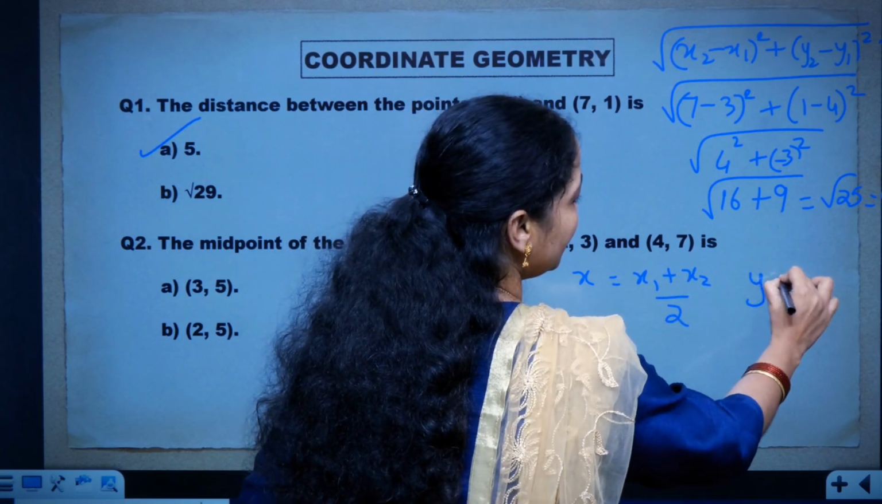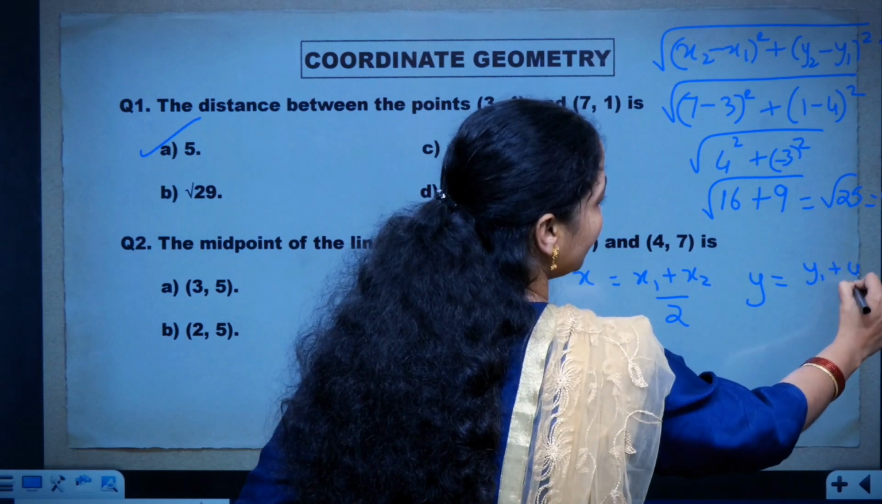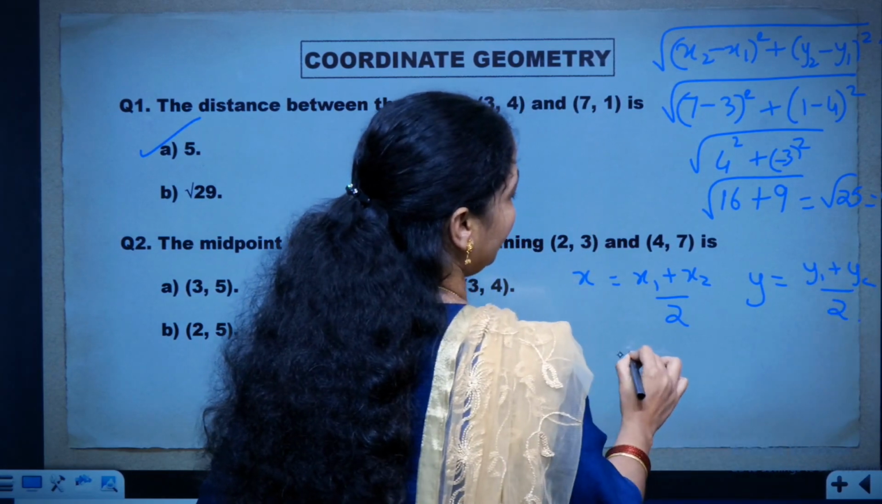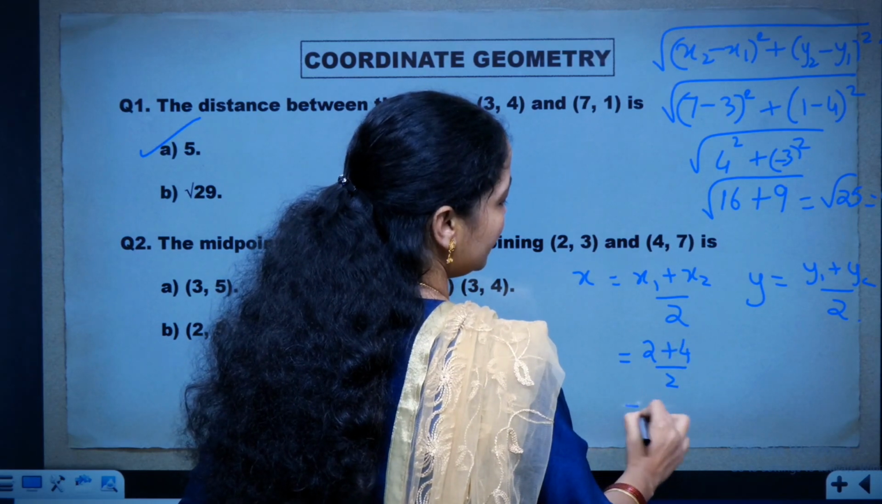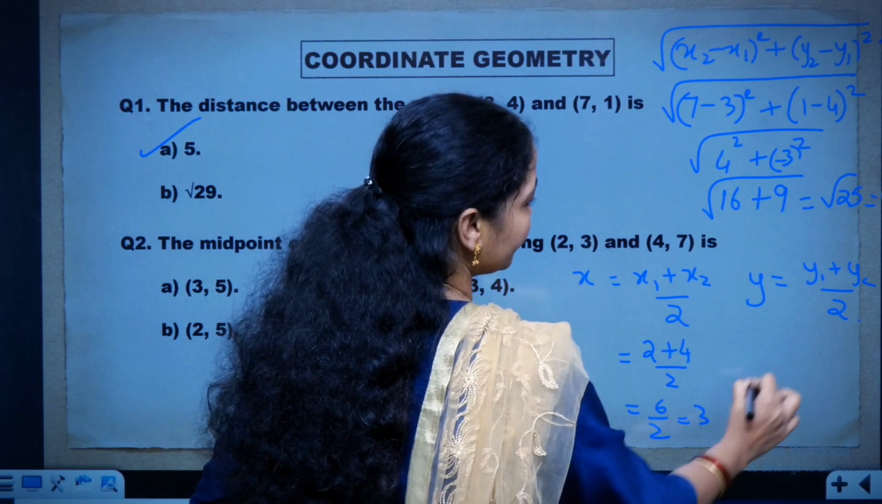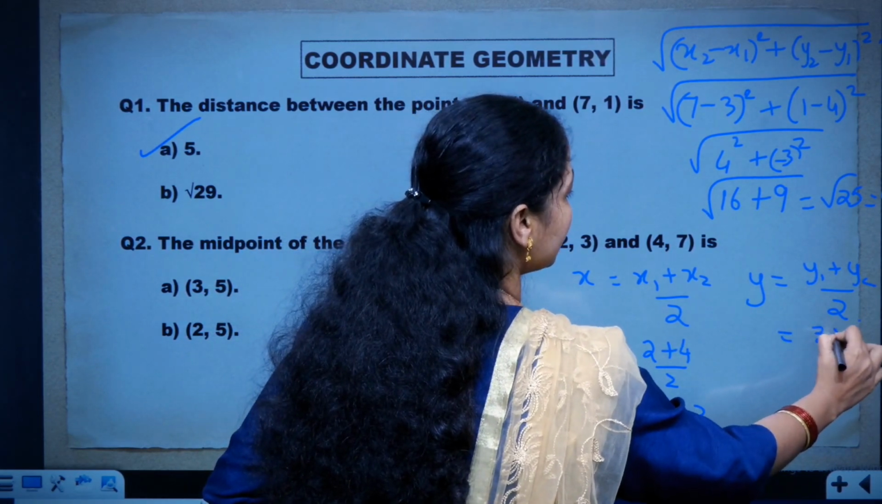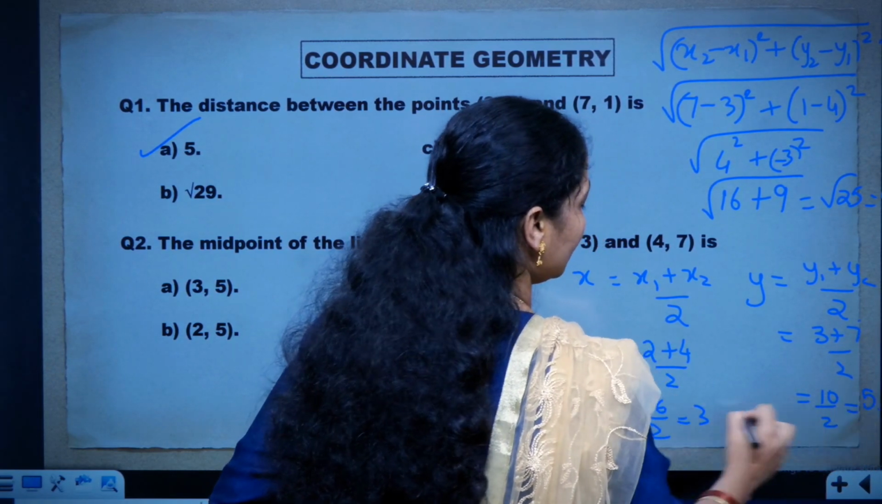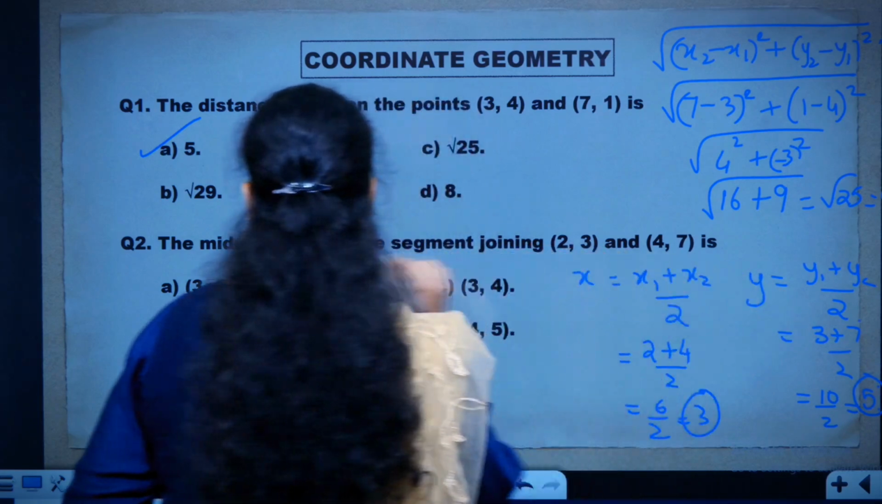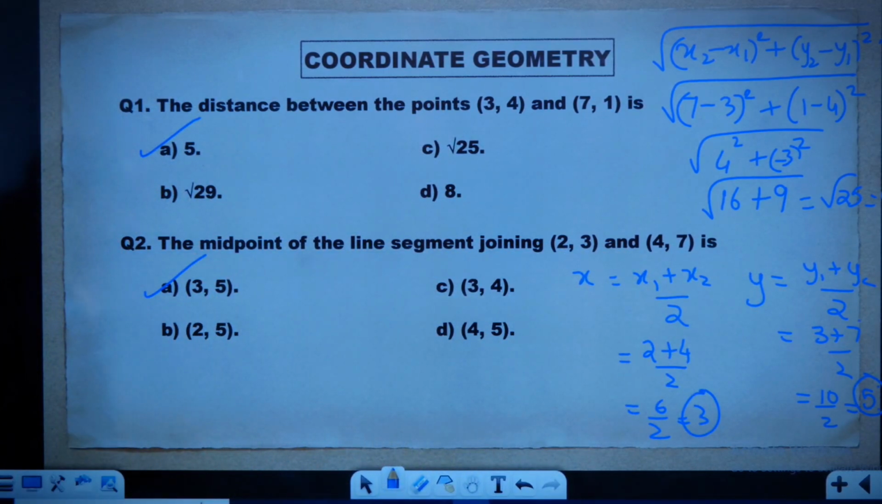The midpoint formula for y will be (y1 plus y2) by 2. I'll quickly write down: x is (2 plus 4) by 2, 6 by 2, which is 3. y is (3 plus 7) by 2, 10 by 2, which is 5. Therefore, the coordinates are (3, 5), which is again my option A, (3, 5).